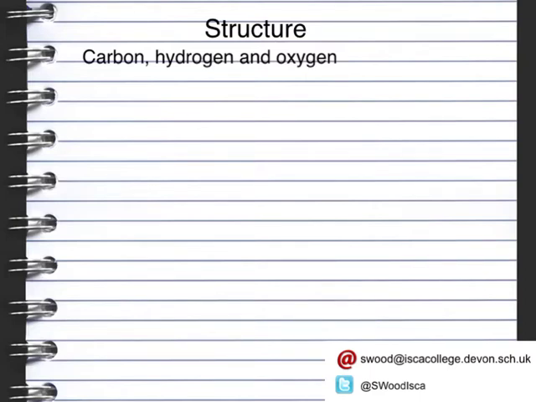Now it has a functional group. This is the bit that does the reacting. The functional group for an alcohol is what we refer to as an OH. Now what we're going to do is go through a couple of examples of an alcohol. The first one in the series is what we know as methanol.